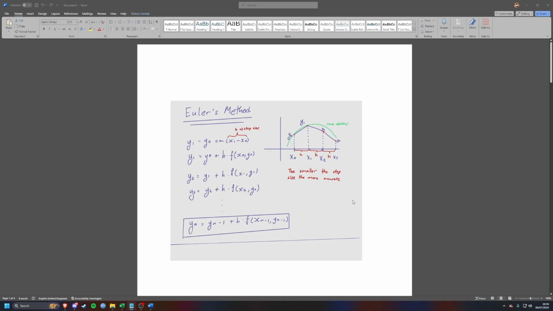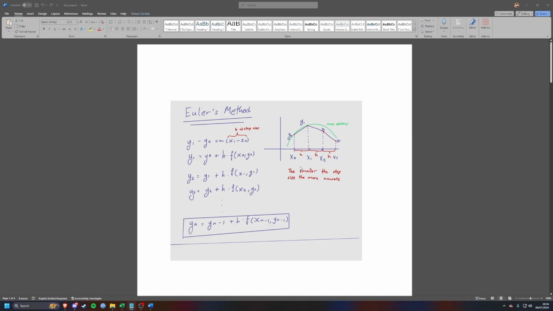Euler's method helps approximate solutions to differential equations. It uses a series of tangent line approximations, as you can see here, to follow the curve of the solution. The formula is y_n equals y_(n-1) plus h times f of x_(n-1), y_(n-1), where h is the step size and f of x, y is the right hand side of the differential equation.